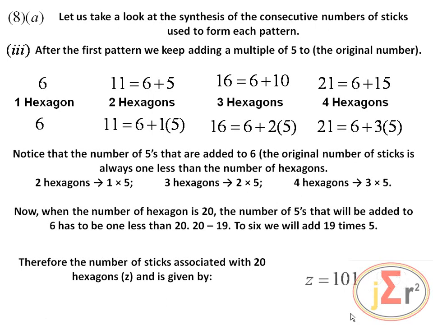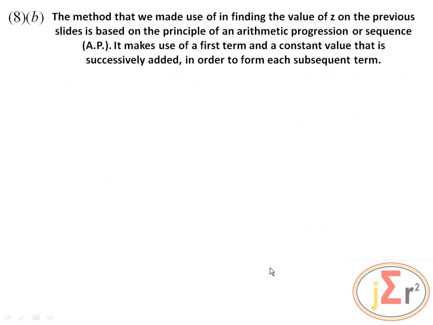And there's another way to work it out, but I am using a mathematical principle that at a higher level will prove to be beneficial, and we will see what principle we are using on the next slide. The method that we made use of in finding the value of Z on the previous slide is based on the principle of an arithmetic progression or sequence called an AP. It makes use of a first term and a constant value that is successively added in order to form each subsequent term.